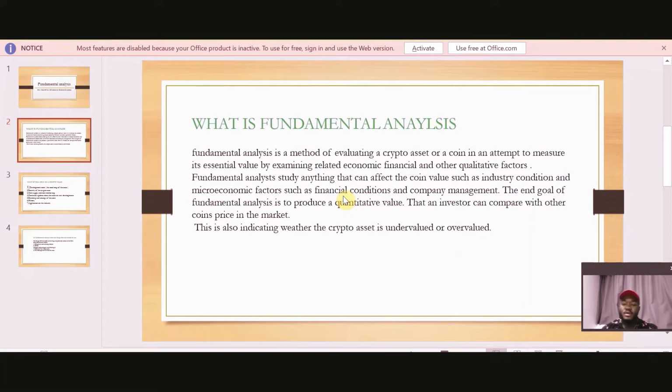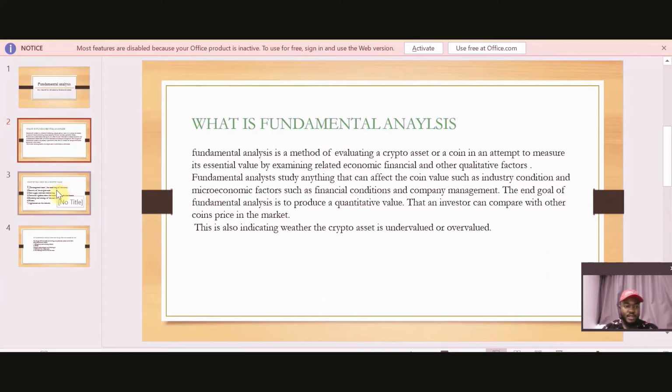So fundamental analysis is like anything that can give a coin value, anything that makes this coin authentic, anything that can make a coin essential. That's fundamental analysis. Let me put it this way, anything that can increase a coin's price, that's fundamental analysis. I hope you guys understand the meaning of fundamental analysis right now.